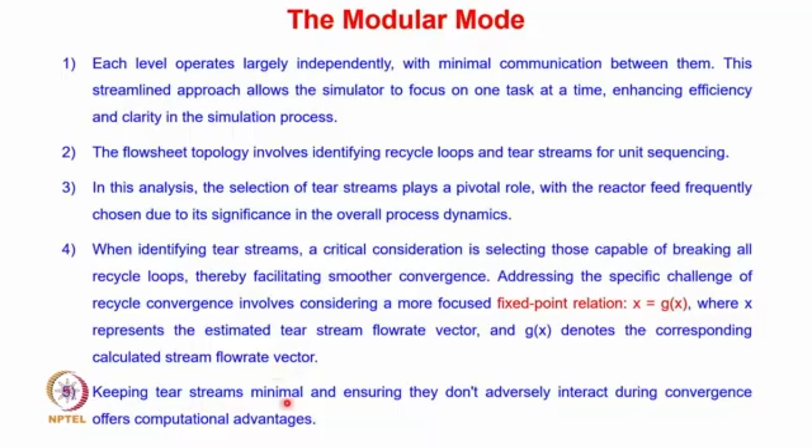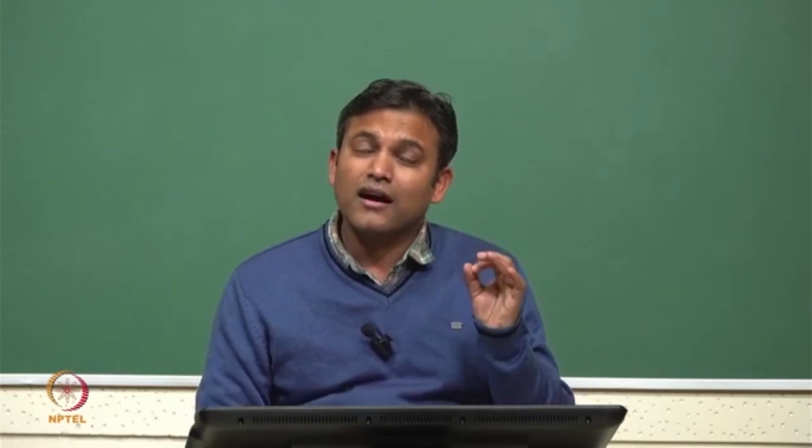So keeping tier streams minimal and ensuring they don't adversely interact during the convergence offers computational advantage. This is also a very, very important point. Convergence depends on the tier stream. So clearly, minimizing the number of tier streams and selecting the most reasonable tier streams is very, very important.